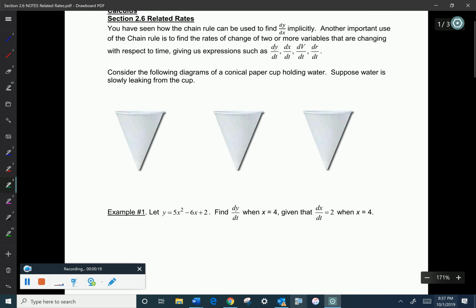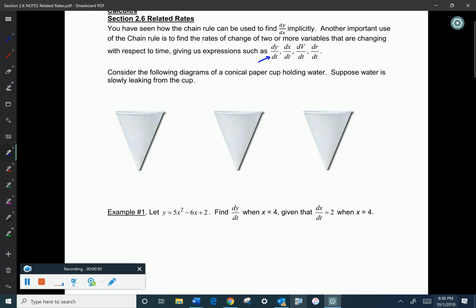It says you've seen how the chain rule can be used to find dy/dx implicitly. Another important use of the chain rule is to find the rates of change of two or more variables that are changing with respect to time, giving us expressions such as these. Notice how the denominator of each of these is a dt. So basically that would mean that it's with respect to time. So dy/dt means the derivative of y with respect to time, or the derivative of x with respect to time, or the dV is probably going to represent the derivative of volume with respect to time.